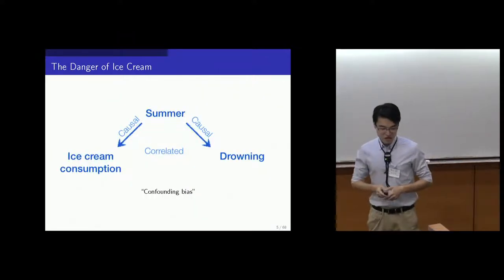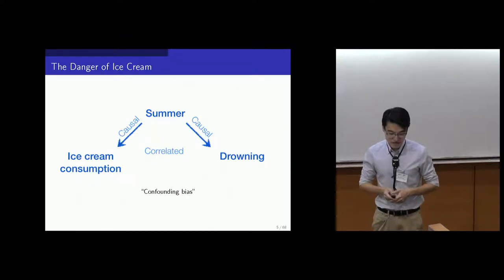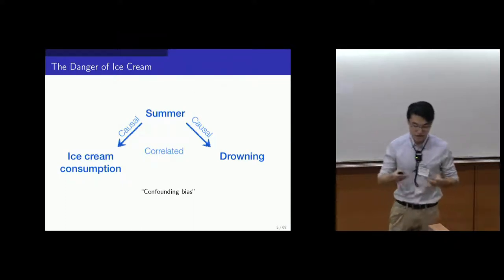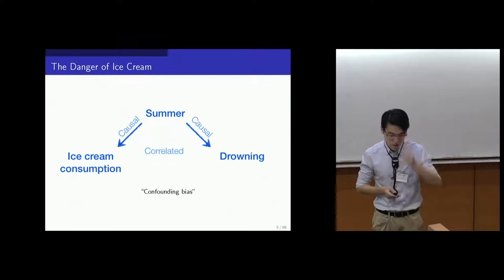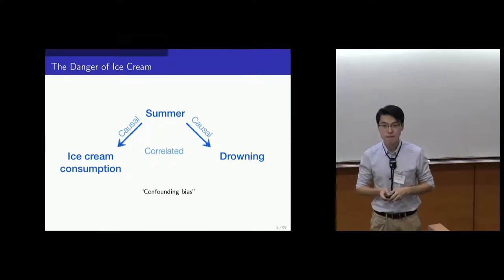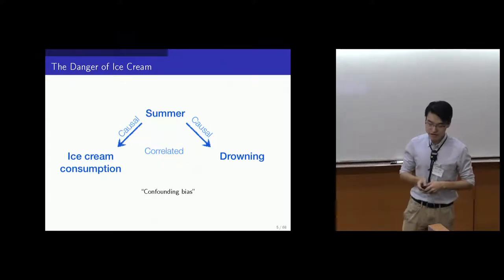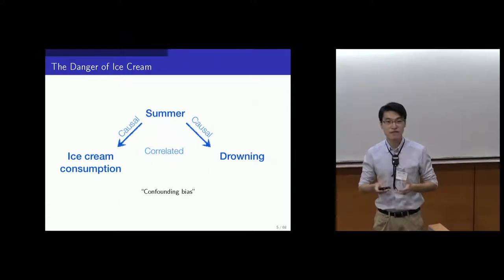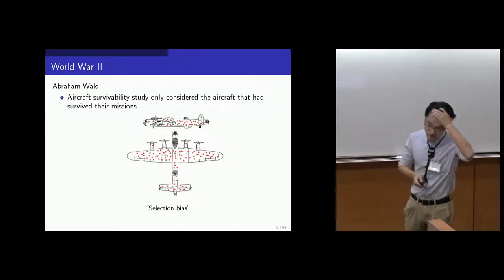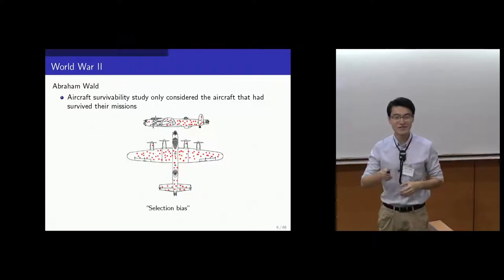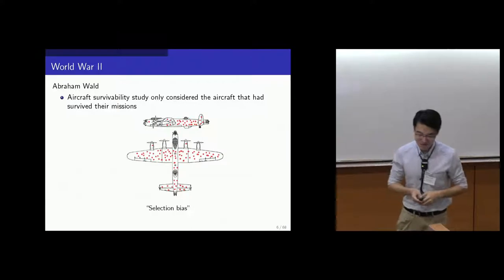Okay. So, of course, we see now that there's this factor, summer, the season, which is actually having an effect on the number of drowning instances, and it also has an effect on ice cream consumption, right? So because of this confounding bias, we see a correlation between ice cream consumption and drowning, okay? So the goal of causal inference is to really elucidate the causal mechanisms instead of just association between any two factors. Okay. So another example is, so these are the only pictures you are going to see for the first part of this tutorial.